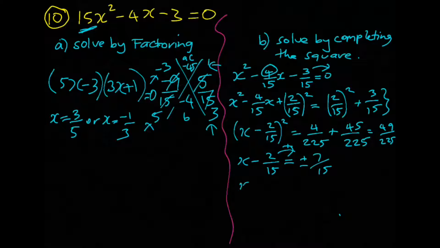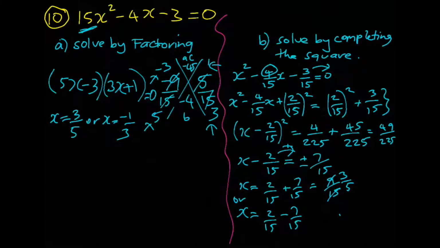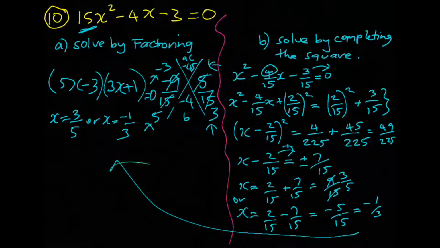We've got x equals 2 on 15 plus 7 on 15, which equals 9 on 15. Divide both by 3, that's 3 on 5. Or x equals 2 on 15 minus 7 on 15, which is negative 5 on 15 equals negative 1 on 3. We're just going to have a look up here and we've got the same answer.